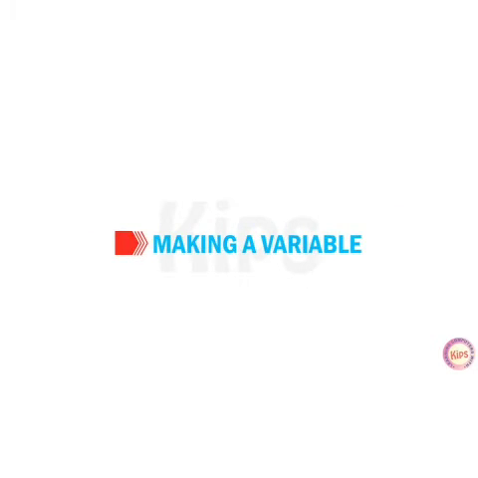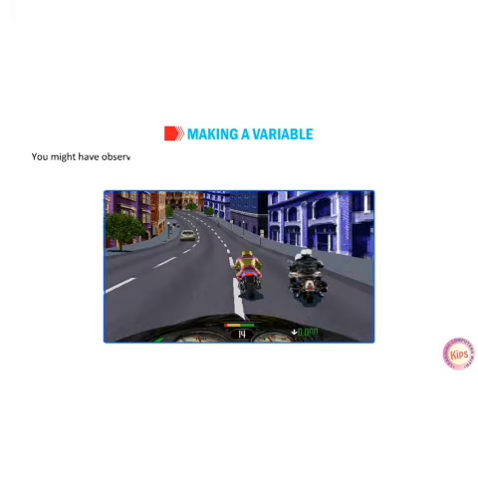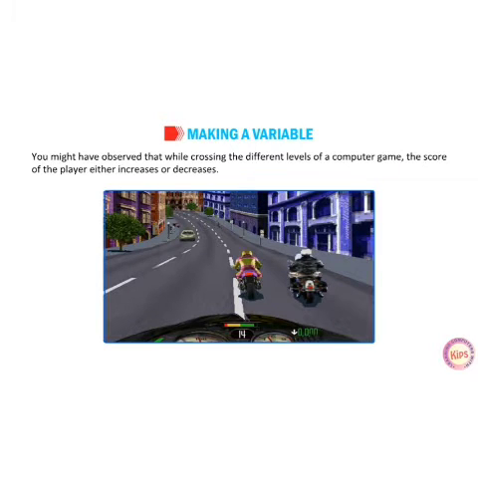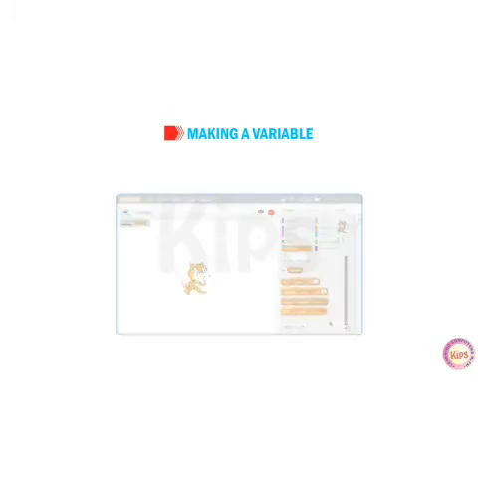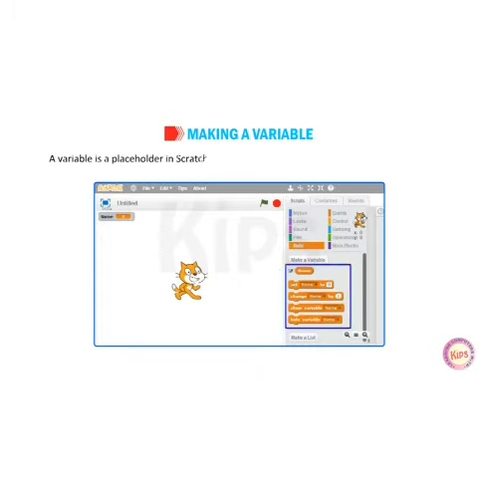Now, making a variable. You might have observed that while crossing the different levels of a computer game, the scores of the player either increase or decrease. It is displayed on the screen at the end of the game. To store these score values, variables are used. A variable is a placeholder in the scratch memory that is used to store a changing value.